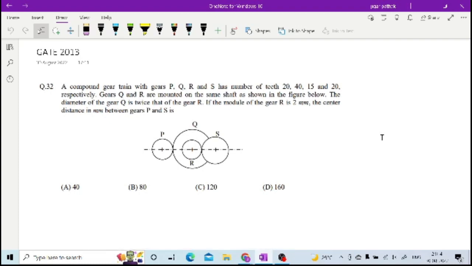Yes, sir. Here, a compound gear train with gears P, Q, R and S has number of teeth 20, 40, 15 and 20 respectively. The gears Q and R are mounted on the same shaft as shown in the figure below. Now the diameter of the gear Q is twice that of the gear R. Then, if the module of the gear R is 2 mm, the center distance in mm between gears P and S, that you have to calculate.